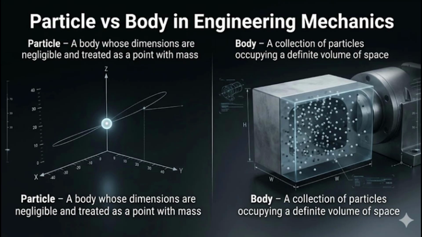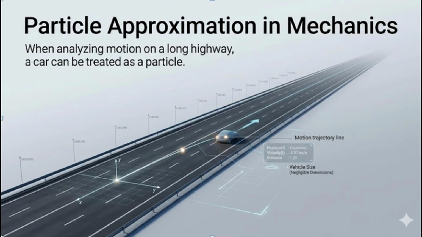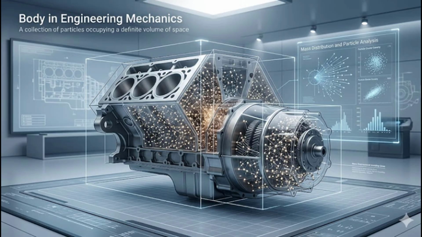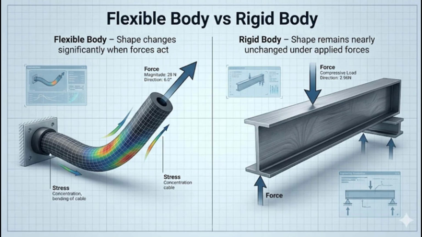Particle and body. A particle is a body whose size is so small that its dimensions can be neglected. It can be treated as a point with mass. For example, when studying the motion of a car on a long highway, it can often be treated as a particle. A body, however, is a collection of particles occupying a definite volume of space, such as machines, vehicles, structures, or beams. Bodies can also be classified based on how they respond to forces.